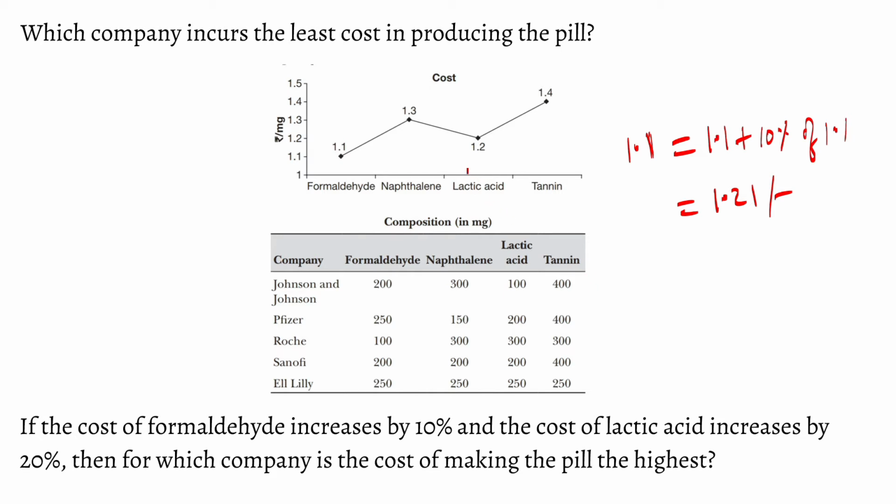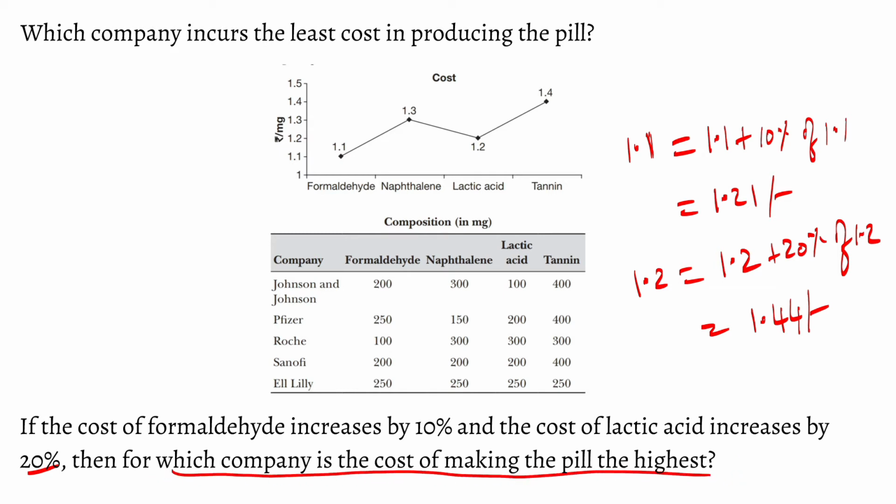Now lactic acid's original cost is 1.2 rupees per mg and now it has increased by 20%. So 1.2 rupees plus 20% of 1.2 will be equal to 1.44 rupees per mg. Alright. Now the question is, if these conditions are applied, then for which company is the cost of making the pill the highest? We followed the same process in our first question. In the same way, we multiply each and every composition with the respective prices.